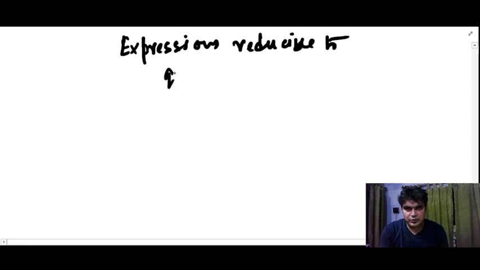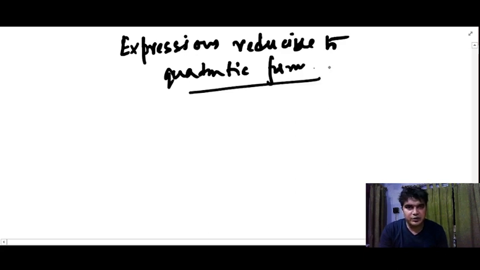There are so many equations which seem like they are not quadratic, but we can reduce those equations into quadratic, and after that we can solve them, right? So let's see how we can do it. Let's explain it with one example.